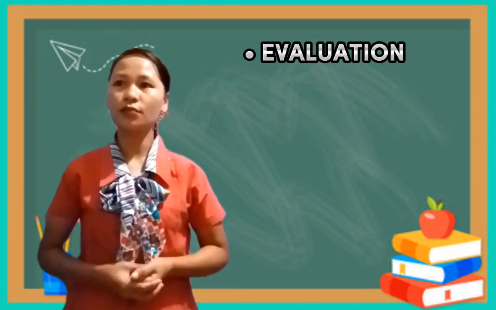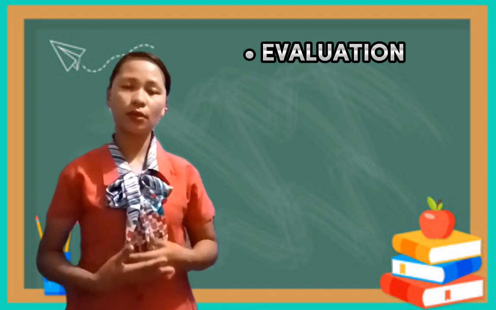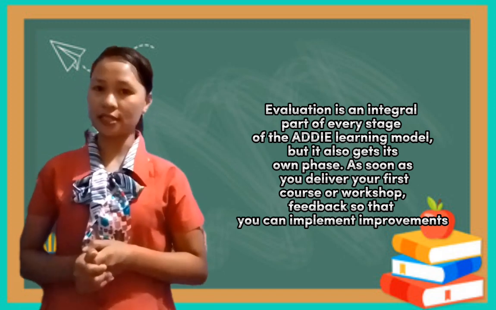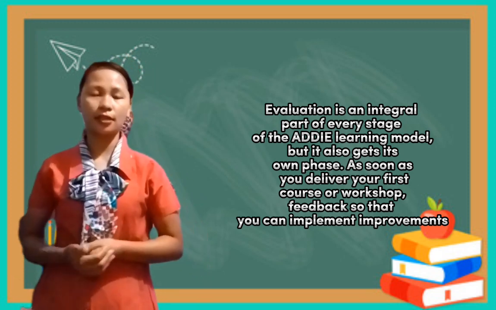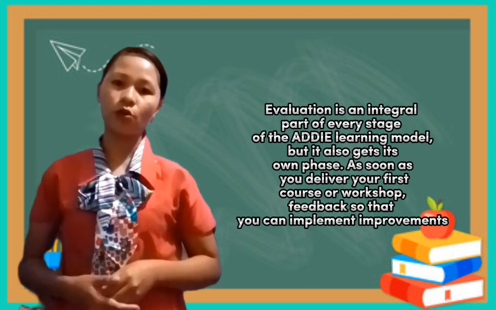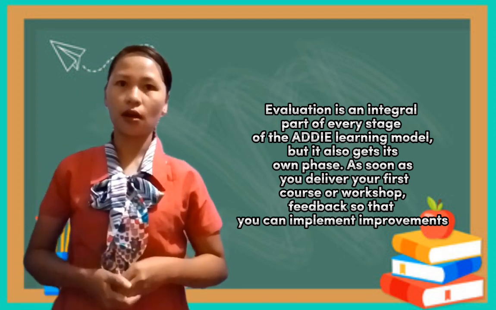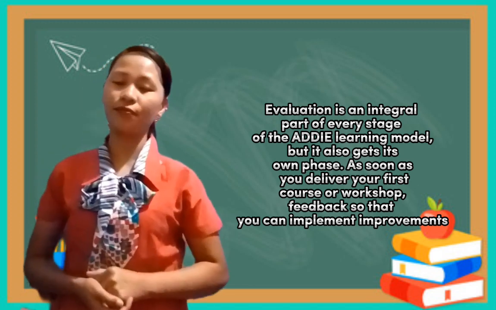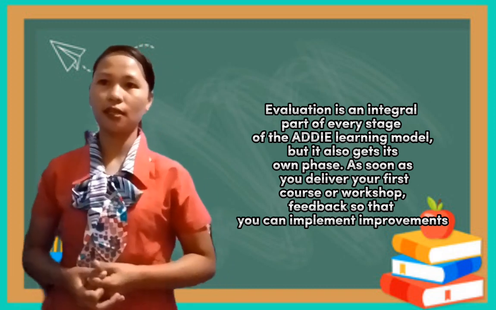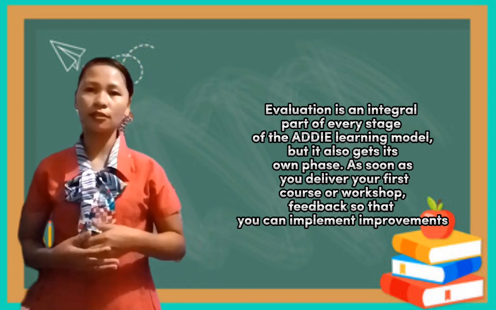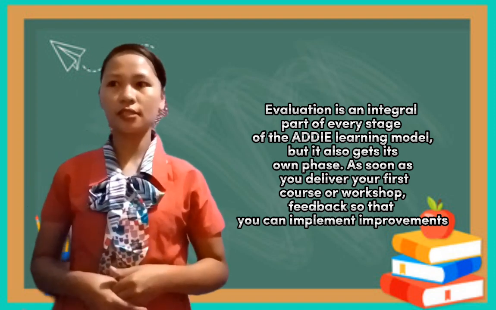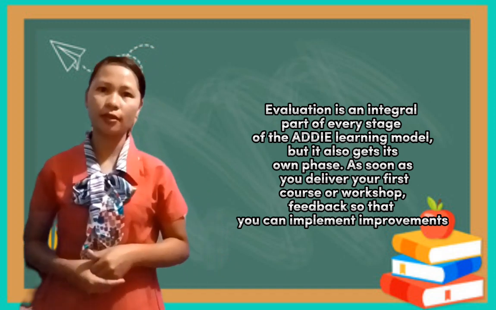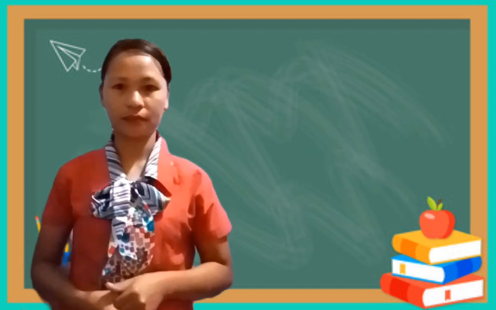The last one, evaluation phase. The evaluation phase is an integral part of every stage of ADDIE. It consists of two parts: formative and summative. Formative is present in each ADDIE process, while summative consists of a test designed for the specific criterion-related items, and providing opportunities for feedback.